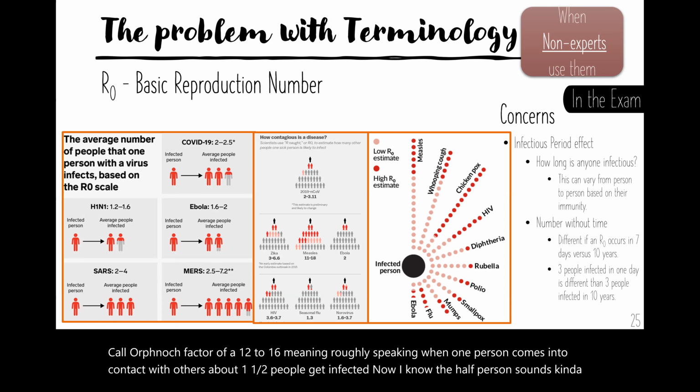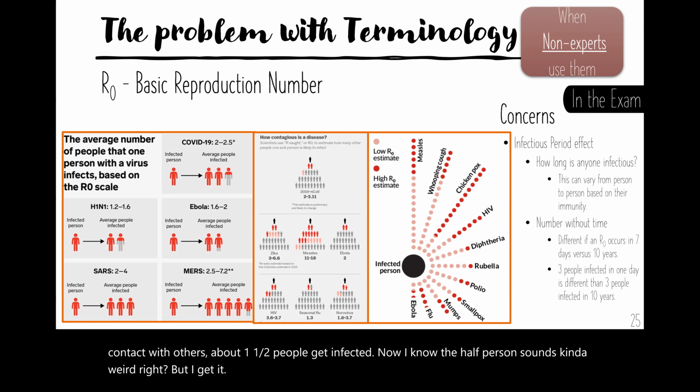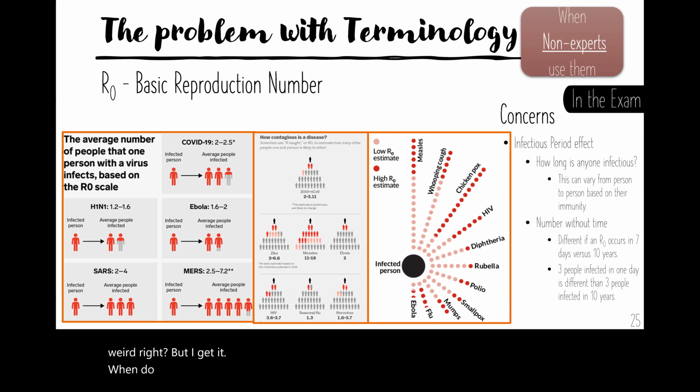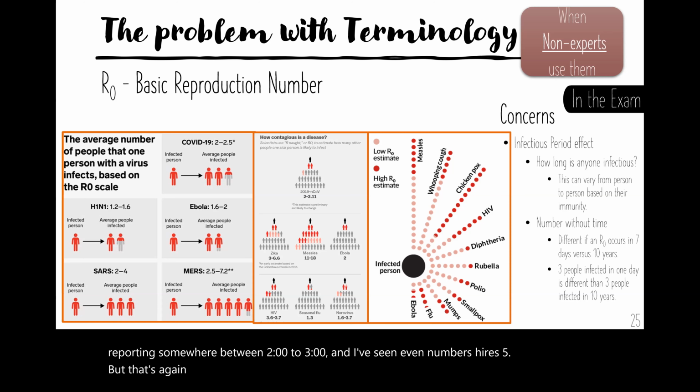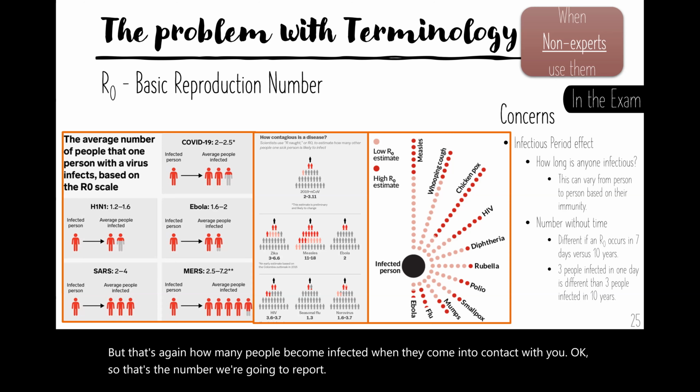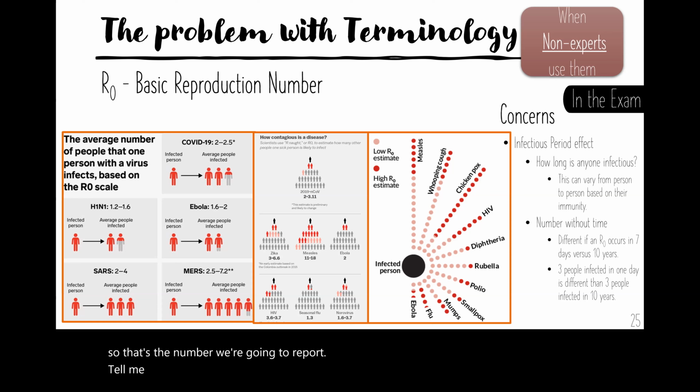But I get it. But when they reported it for SARS-CoV-2 or COVID-19 specifically, they're currently still reporting somewhere between 2 to 3, and I've seen even numbers as high as 5. But that's, again, how many people become infected when they come into contact with you. Okay, so if that's the number we're going to report, now tell me, how likely are you to infect 2.5 people, let's just say, if you live out in the country?